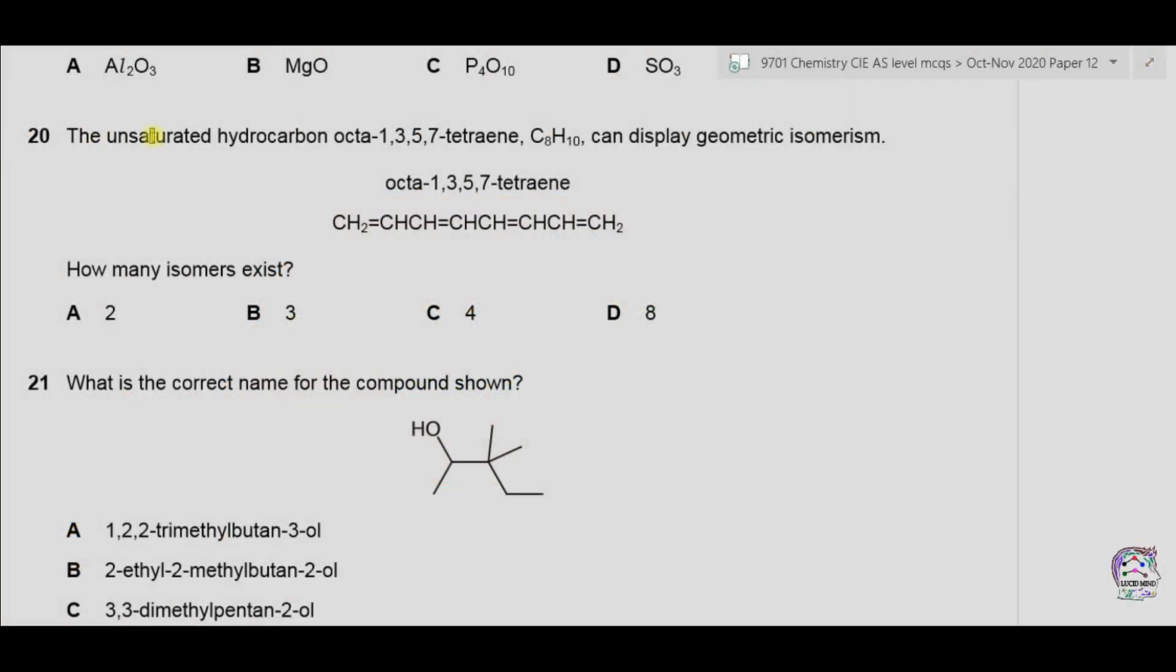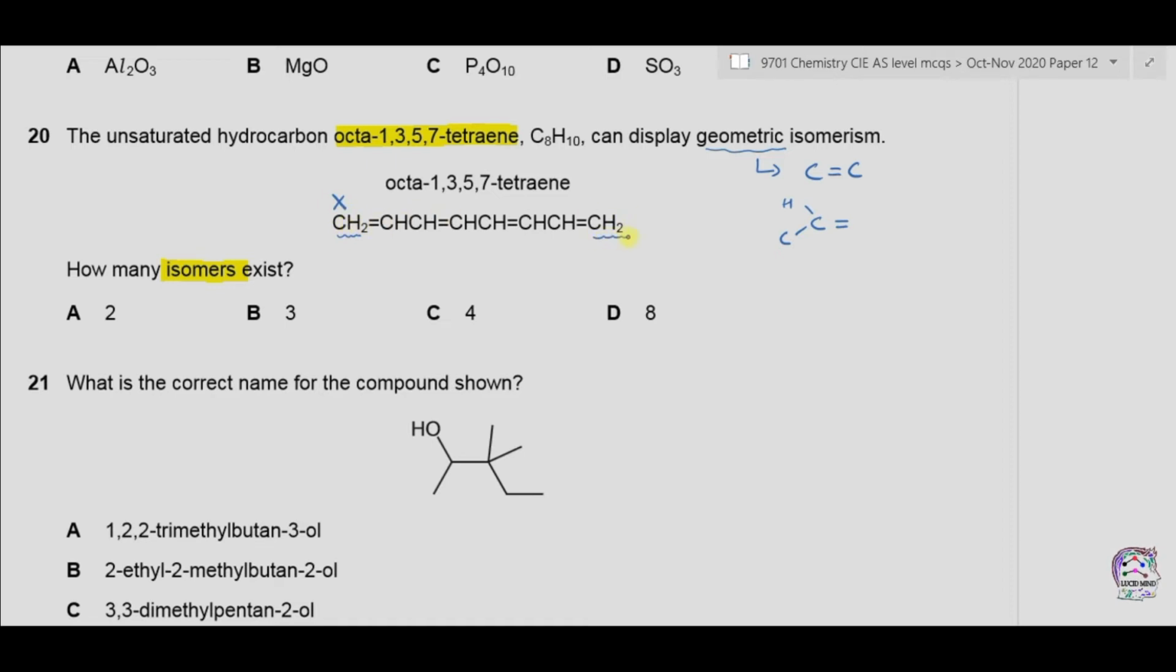Question 20. The unsaturated hydrocarbon octa-1,3,5,7-tetraene can display geometric isomerism. This is the compound. How many isomers exist? For geometric isomerism, there are 2 conditions. One is that there must be a double bond between 2 carbon atoms, and second is that the carbon atom making the double bond must have 2 different groups or elements attached. If the same elements are attached, then it won't show geometric isomerism. So in the structure we can see that this carbon is making a double bond but it has similar atoms attached, so this won't show geometric isomerism.